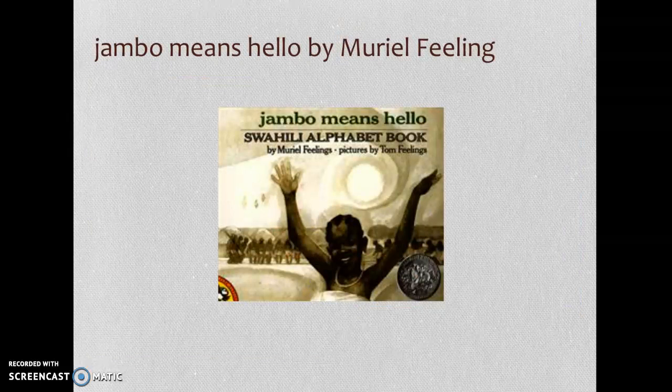The third book that I chose was Jambo Means Hello. And this book is the book of the Swahili alphabet. This book is really great, especially when learning about a different culture. It starts out at the beginning of the book. It has a map of Africa and it shows where in Africa the Swahili language is spoken.